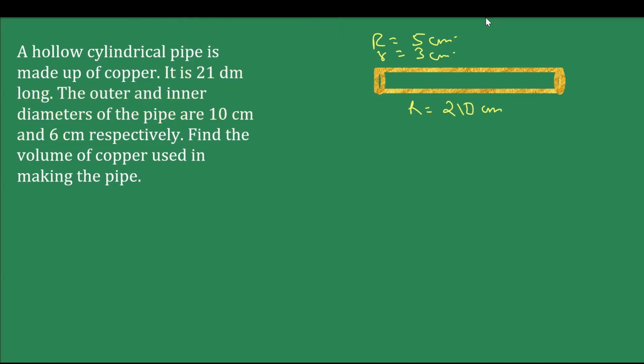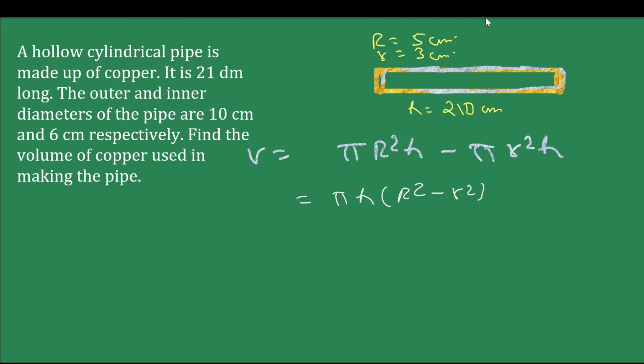Now what we have to find out is the volume of the material used in making the pipe. For that, from the outer volume, which is pi capital R square h, we must subtract the volume of the inside air or hollow space to get the volume of the material used. Over here pi is common, and h is also common, as the inner and outer height remain the same. So this is pi h times capital R square minus small r square.